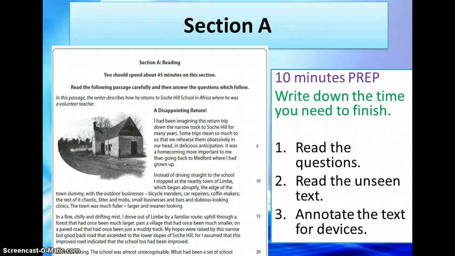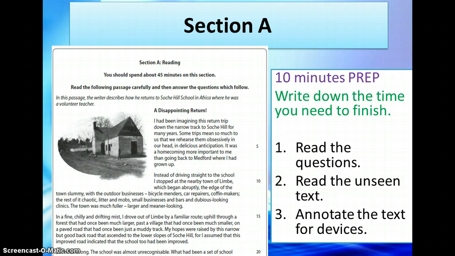Okay, here's what you need to do. You have 45 minutes for this section. Let's say your exam begins at 9 o'clock. You write down on your paper 9:45 to make sure that you move on at 9:45. Take the first 10 minutes and prepare. That's right, 10 minutes of preparation will equal much better answers.